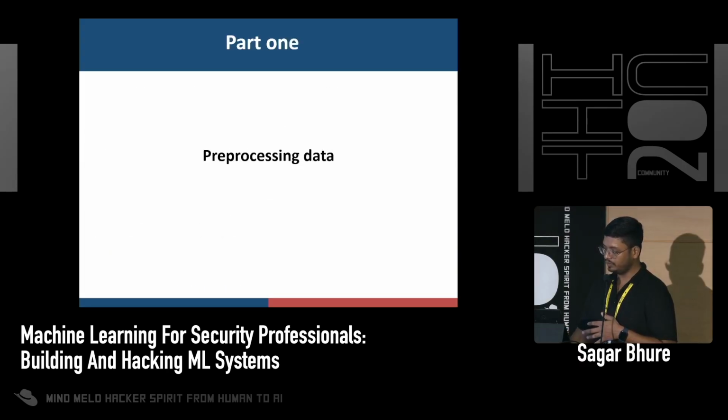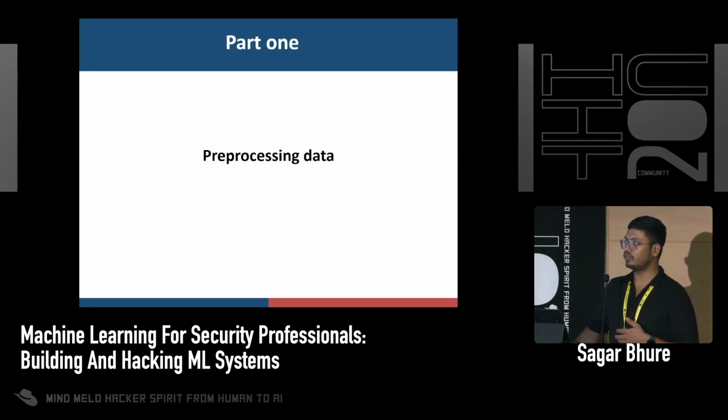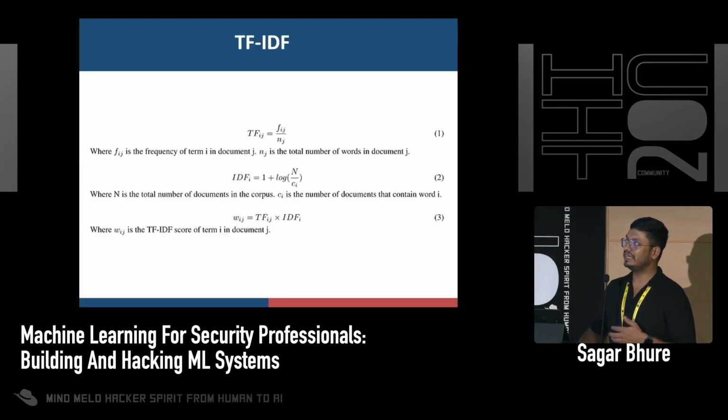Okay, so before going to the Python code for the web application firewall, we'll try to understand what TF and IDF is, term frequency and inverse document frequency. So it's basically again maths.